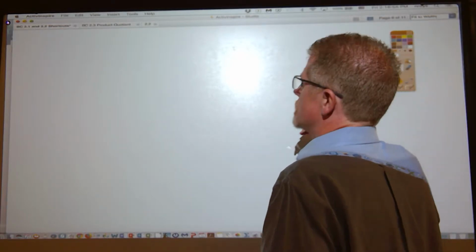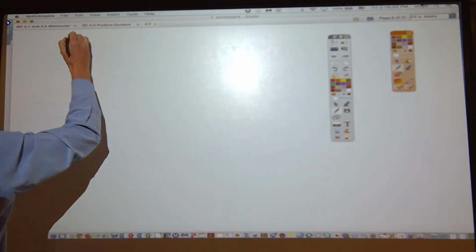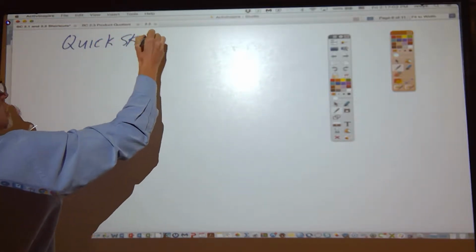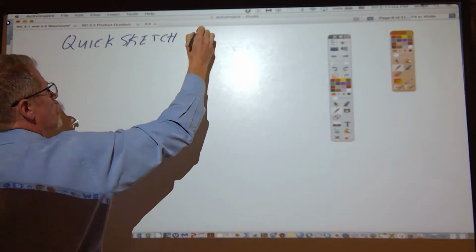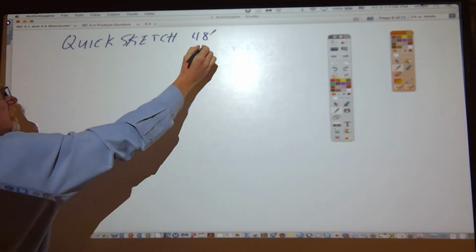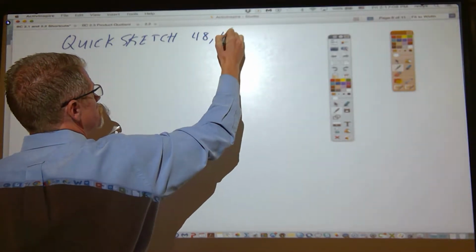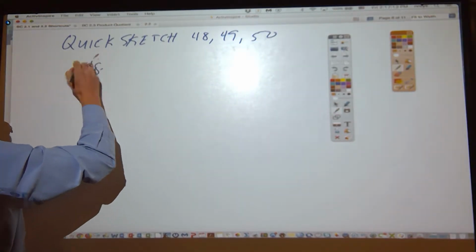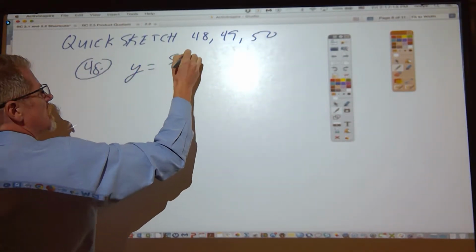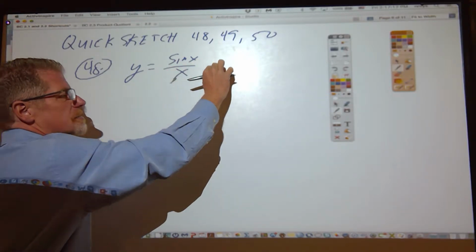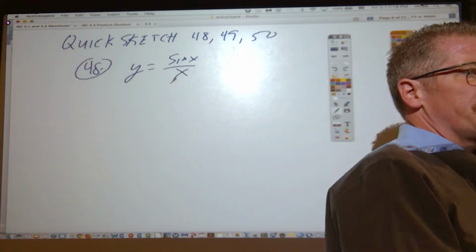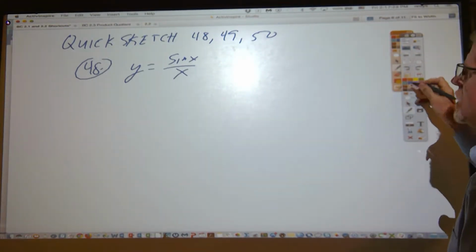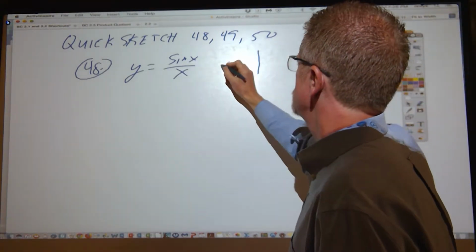I would like you to, first of all, look at quick sketch 48, 49, and 50. See if you remember these. Quick sketch 48 was the function sine x over x. Just do a small little quick sketch right up top. See if you remember what the shape of that graph was. When you're done, look up here, see if we agree.